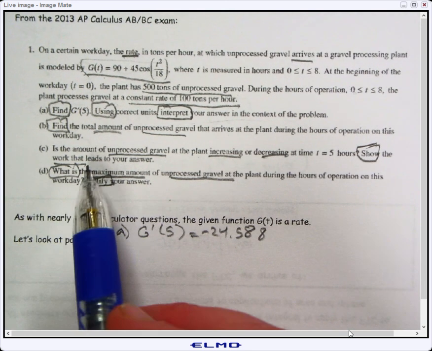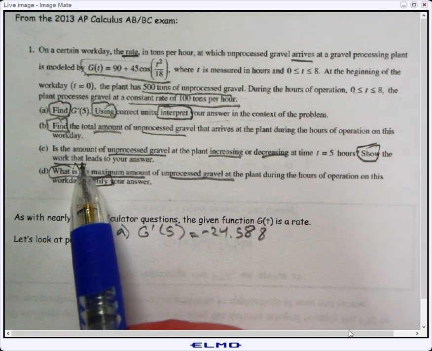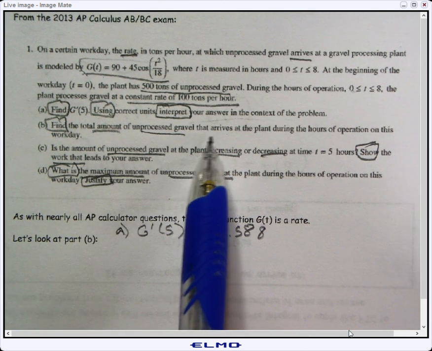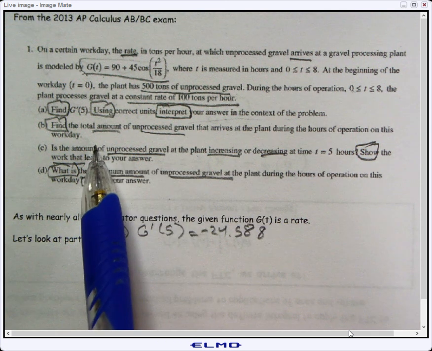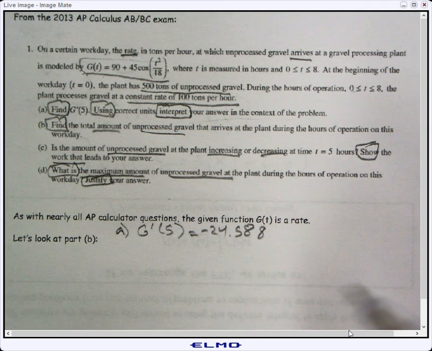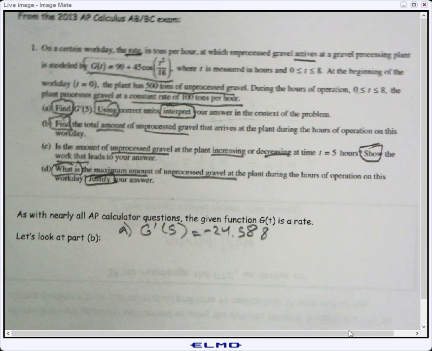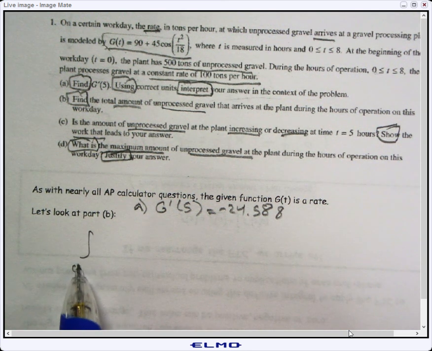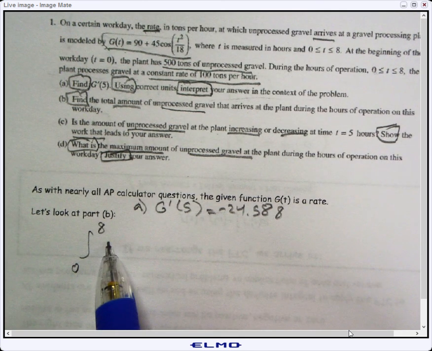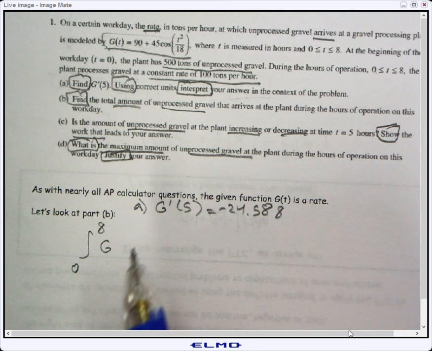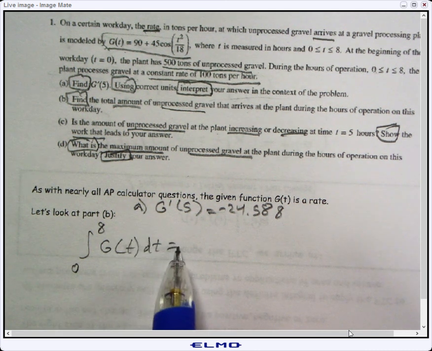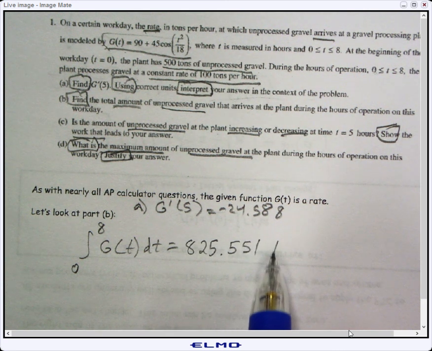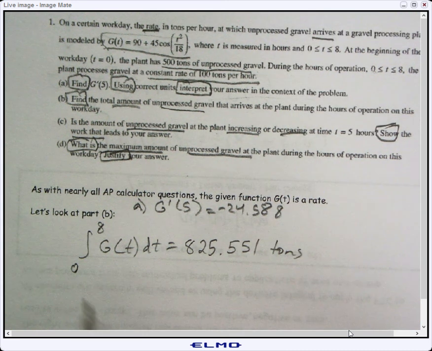Okay. We're going to look at part B. This is one that has to do with accumulation. So it says find the total amount of processed gravel that arrives at the plant during the hours of operations. Okay, so the amount that arrives is not anything to do with what you start with. So if you go with an integral from 0 to 8, it's 8 hours, of our function, you already put this in your calculator, so you can just write g of t. That calculation tells you how much arrives. Writing the integral is 1 point, the answer is 1 point.